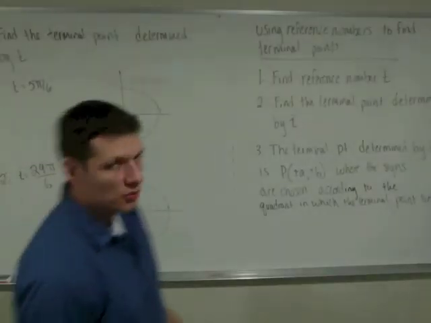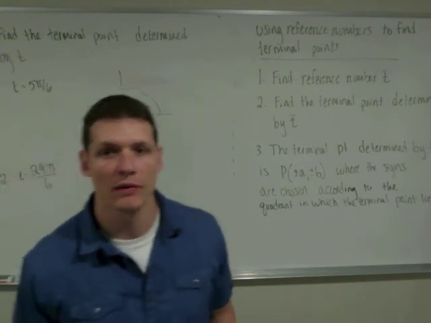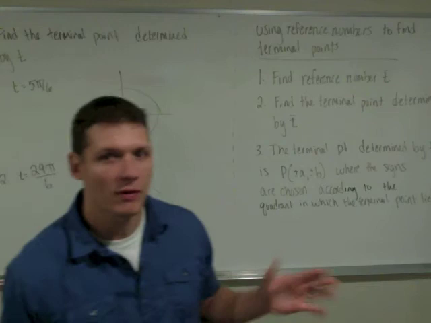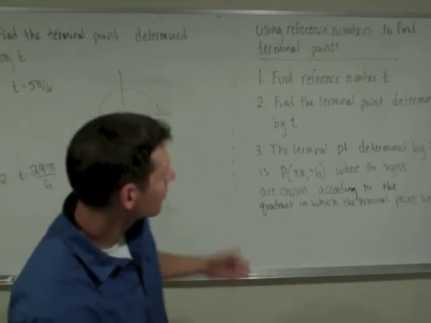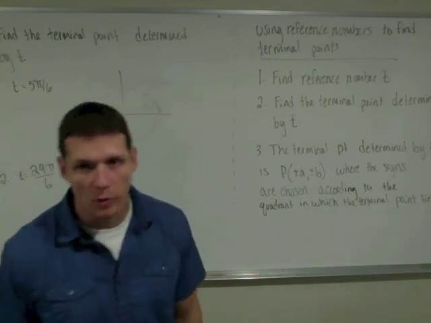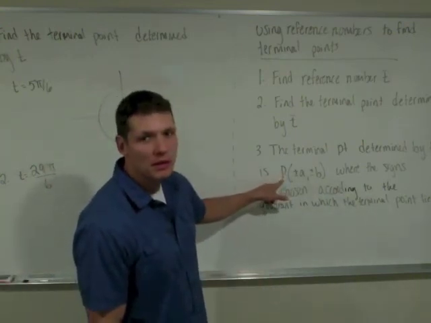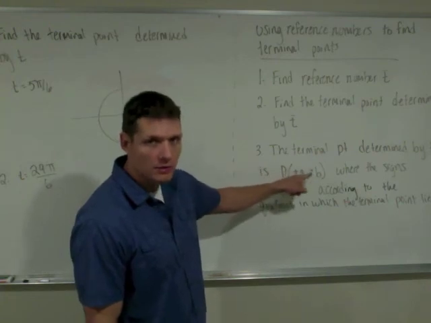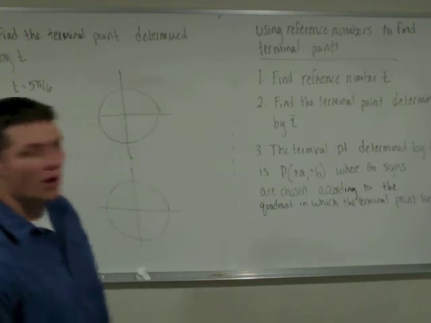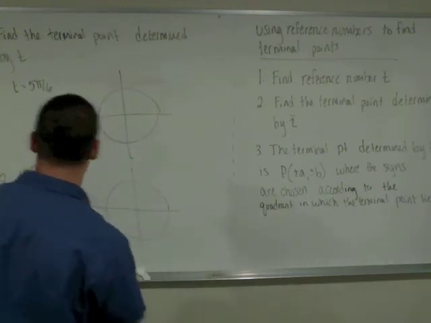Okay, so now we're going to use the reference numbers to find the terminal points. The first thing we want to do is find the reference number t bar. After we find the reference number t bar, we're going to find the terminal point determined by that t bar. After we do that, the terminal point determined by t is simply the point plus or minus a, plus or minus b, where the signs are chosen according to the quadrant in which the terminal point lies. Okay, so let's take a look at a couple examples.